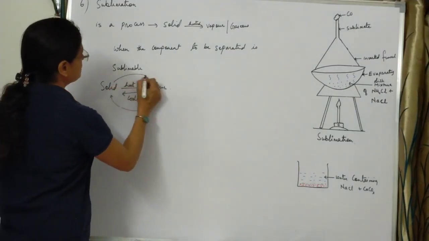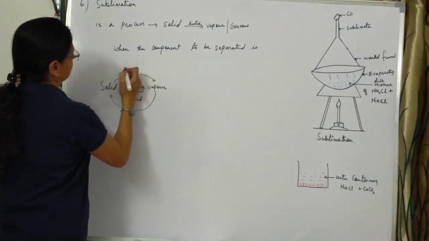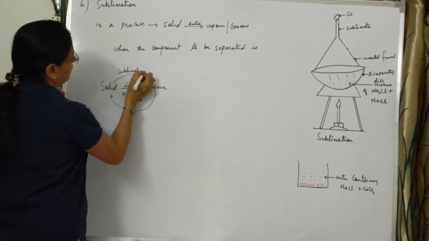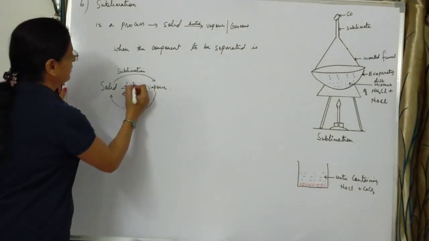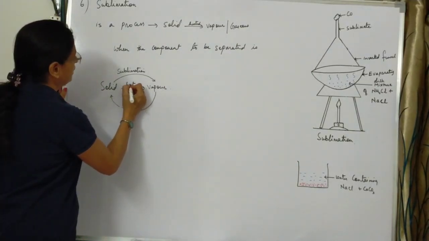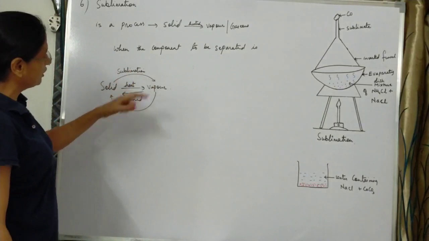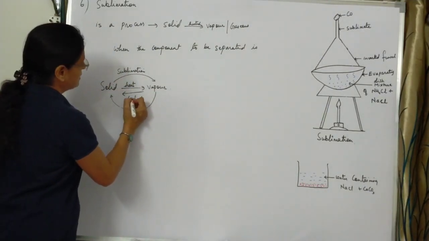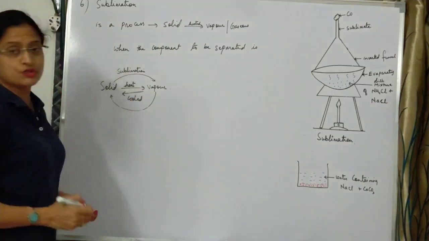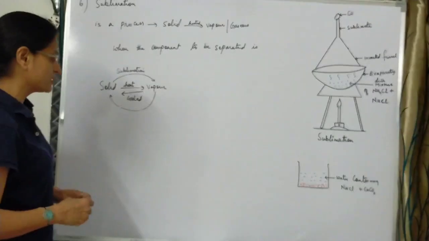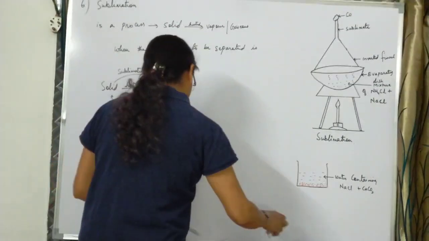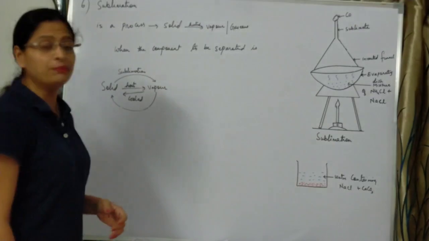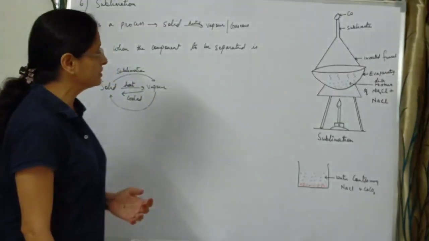We can represent it in this way: sublimation is the change of a solid on heating directly to the gaseous state, or getting converted into vapors. And when we cool these vapors, again we get our solid back. So this is the process of sublimation. When we say that the substance should be sublimable, let us take an example of a sublimable substance and see how this process can be done.